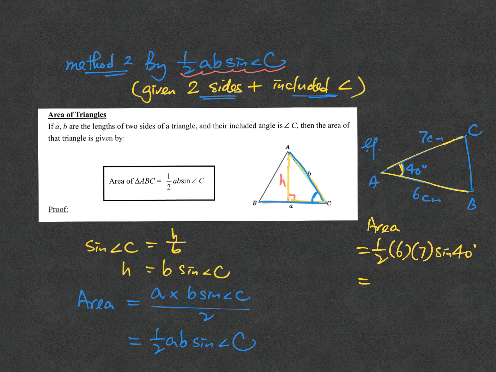Now you can quickly take out your calculator and check the result. It should be 13.5 cm squared finally. So it's pretty easy, right?